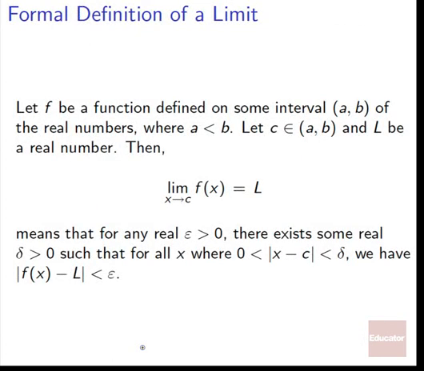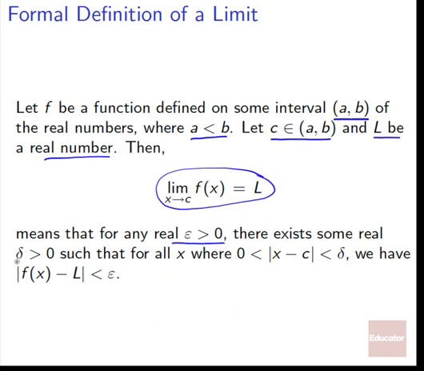Formal definition of a limit. Let f be a function defined on some interval a to b of the real numbers where a is less than b. Let c be contained in a to b, and let L be a real number. Then, the limit as x goes to c of f of x equals L means that for any real epsilon greater than 0, there exists some delta greater than 0 such that for all x where 0 is less than the absolute value of x minus c, which is less than delta, we have the absolute value of f of x minus L is less than epsilon.